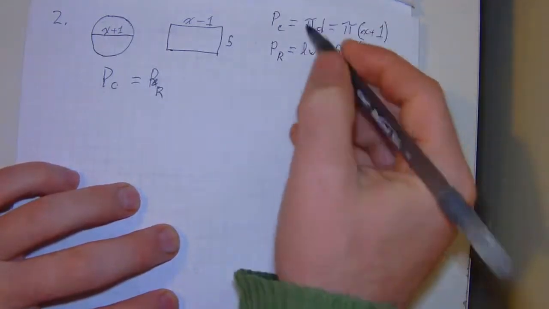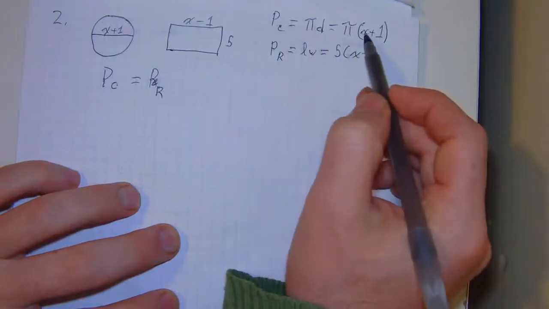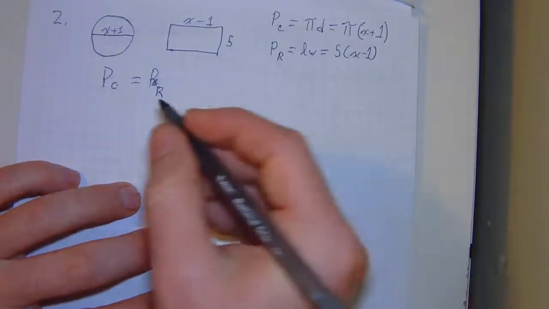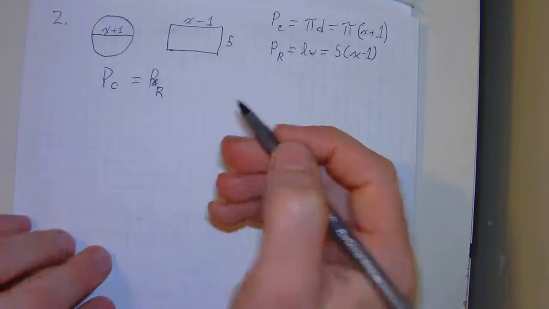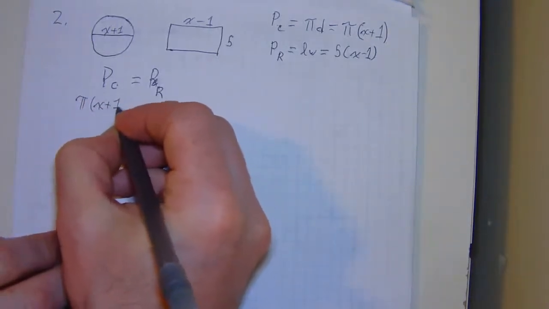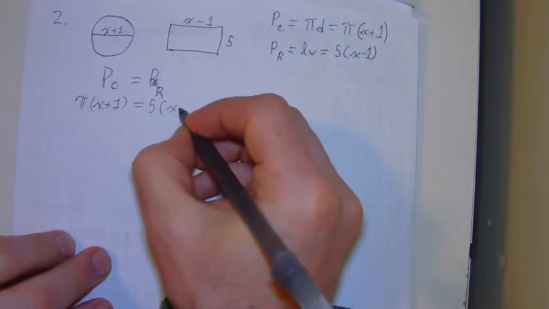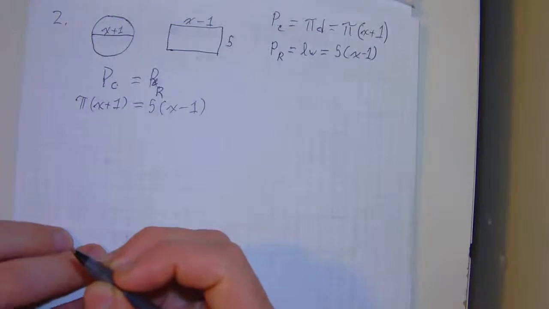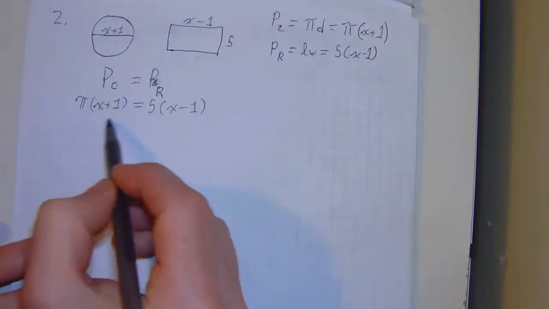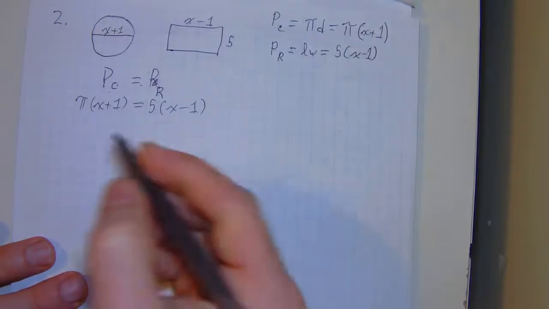So that sets us up with two expressions, one for the perimeter of the circle, one for the perimeter of the rectangle. We know those two are equal, so that means that pi times x plus 1 equals 5 times x minus 1. Perimeter of the circle there equals perimeter of the rectangle, which is 5 times x minus 1.